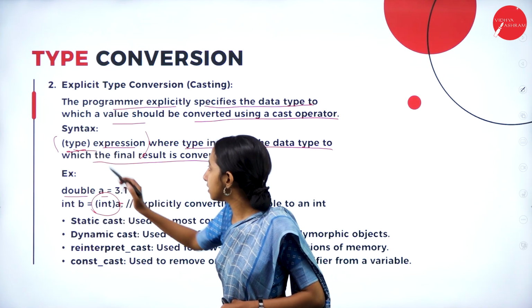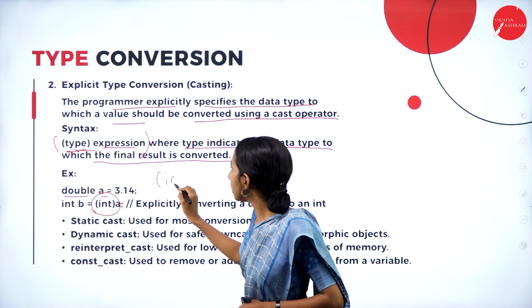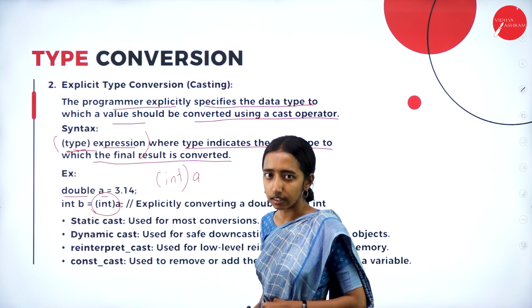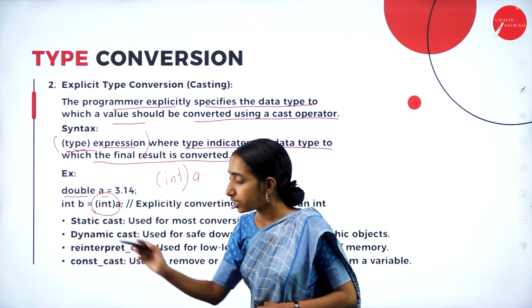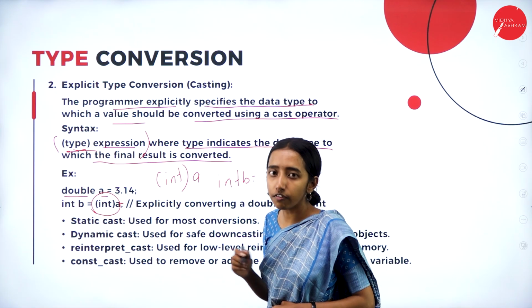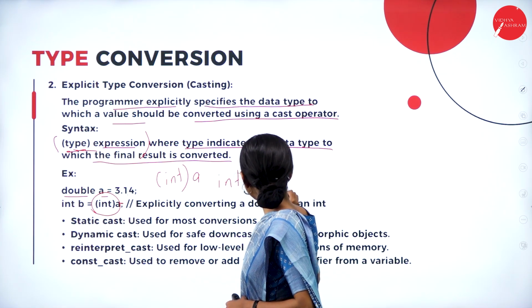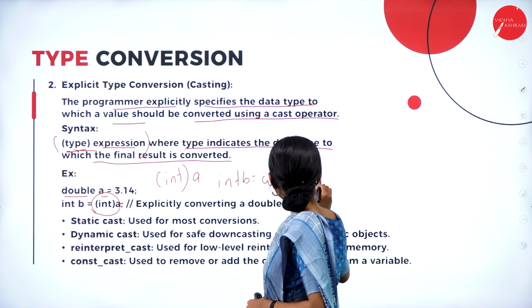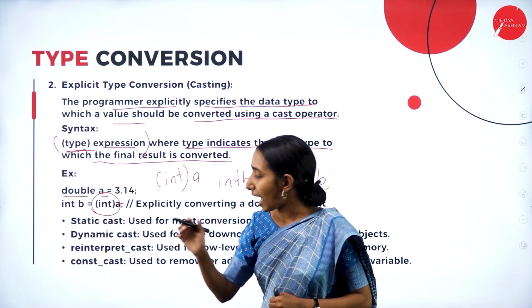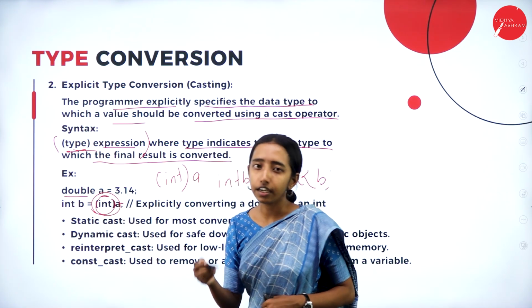Here you can see the syntax. Which data type do I want? The int data type, and the expression I am taking is a, which is a double. Now the output of int b: what is the output of the b variable? If I am printing, I will write cout b. What output am I getting? I am typecasting it into the int.